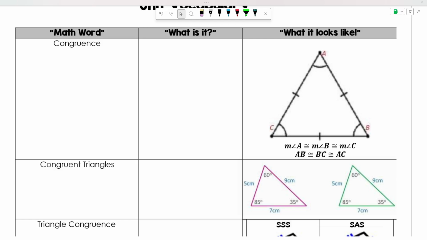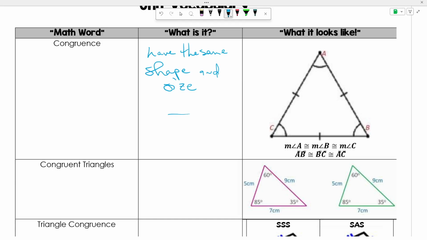Today we're going to be looking at triangle congruences. What makes a congruent triangle? What is a congruence? Well, in order to have a congruence, it has to have the same shape and size. Items are not congruent if they are not the same shape and same size.